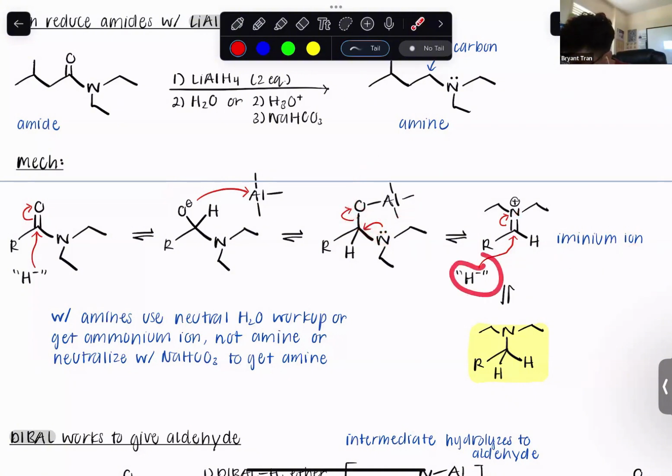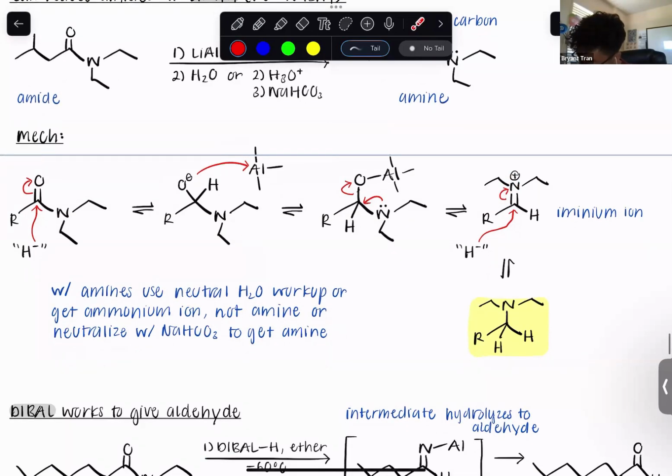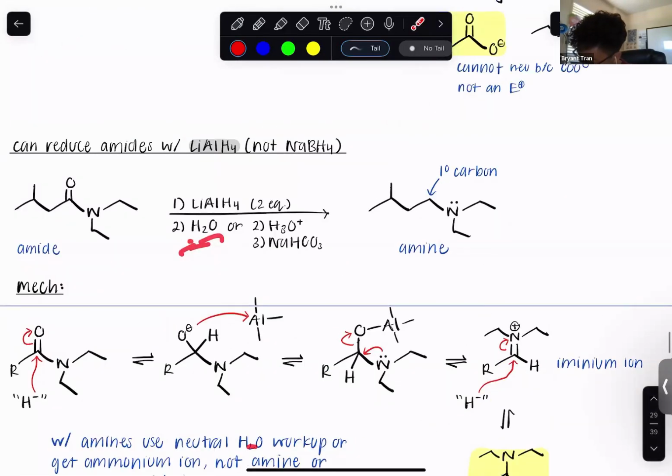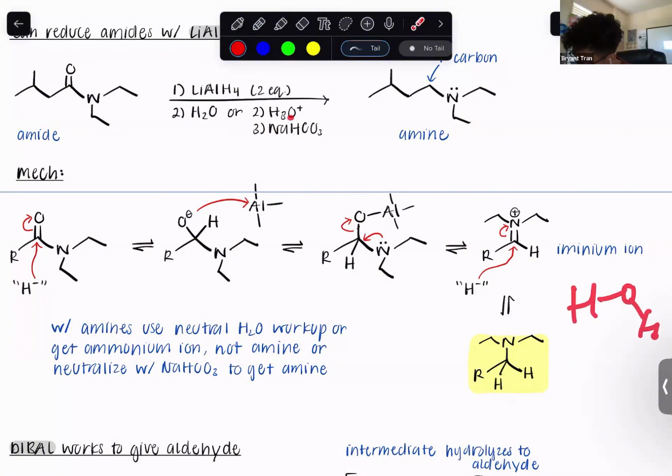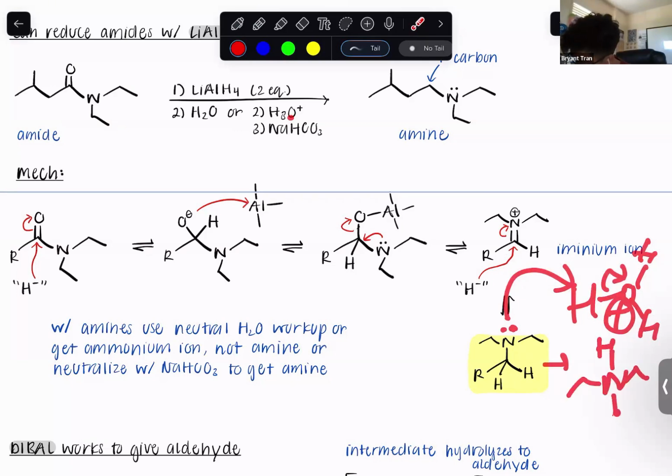And then this H- here, a second equivalent of it, is going to attack that iminium ion carbon, push the double bond to get this amine right here. Okay, so we're going to use neutral water in the second step, because in the third step, H3O plus, if there's acid, right? We said earlier that amines are relatively basic because of the less electronegativity attached to the nitrogen. If we're in acidic conditions, that amine is going to get protonated to become an ammonium ion with a positive charge and a hydrogen, like that, right?